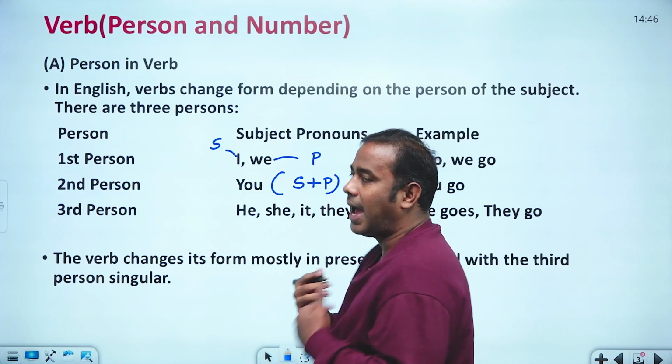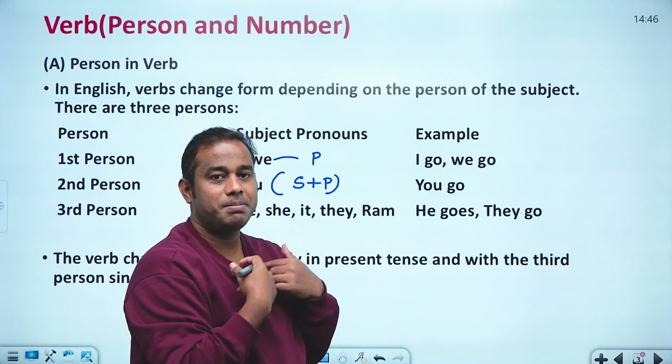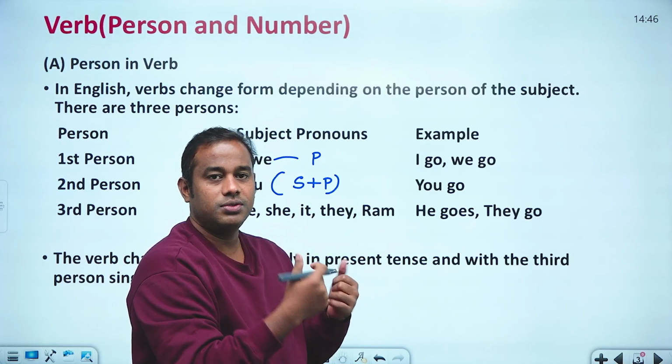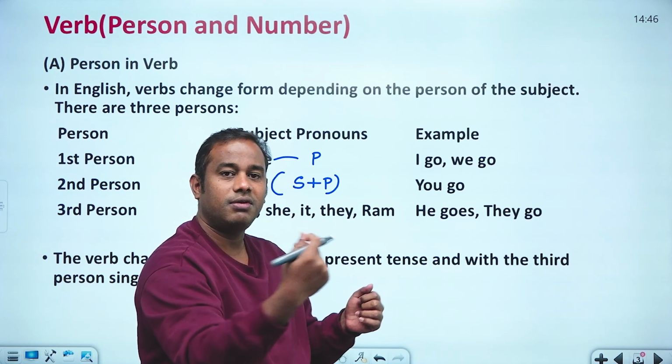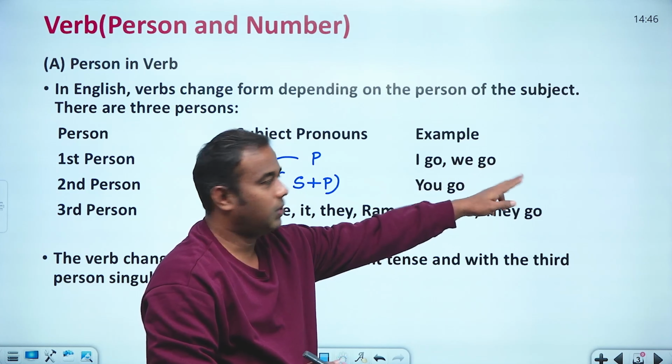So we is a plural quantity, I is a singular quantity. I go means how many people are going? Only myself, only one person is going. We go means all the people who are with me, everybody is going. I go, we go.